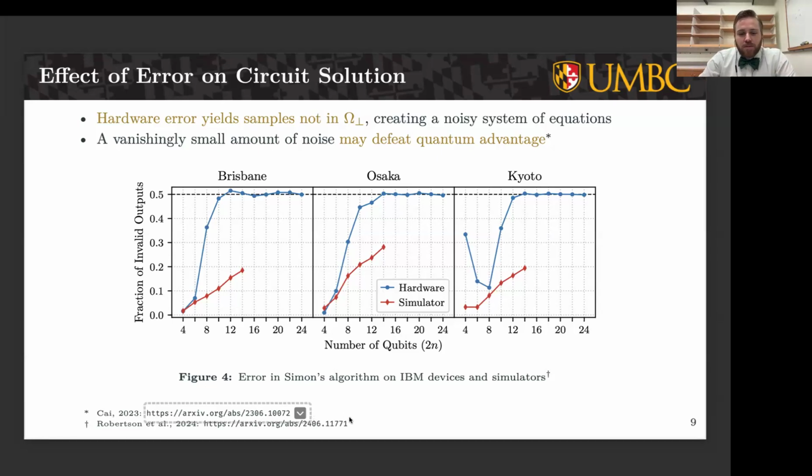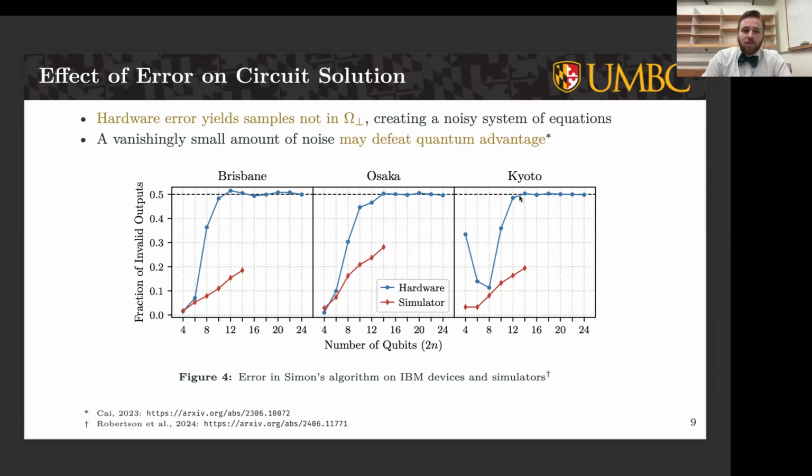In addition, this figure comes from prior work I did with some of the same collaborators, where we looked at the effectiveness of Simon's algorithm on real hardware. So in these figures, you're looking at problem size on the x-axis for 3 different IBM devices. And then on the y-axis, we have the percentage of invalid outputs, or the percentage of things that were not in omega perp. And you can see these blue lines are the real hardware. And by about problems involving 10 to 12 qubits, in all cases, our error states are occurring half the time.